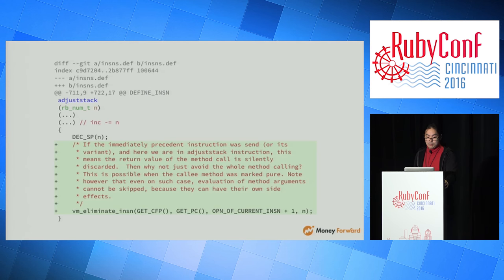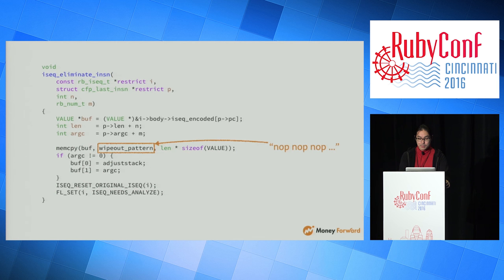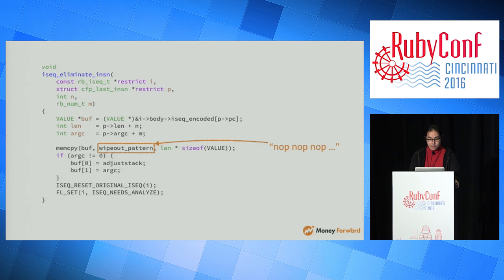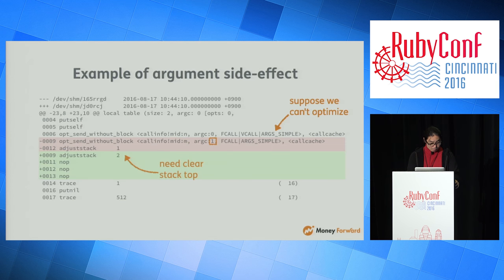This is where we eliminate the send instruction. It happens inside of adjust_stack, not in send. The diff is mostly common, but it only lets the VM eliminate the instruction, which is this. Outside, it is very similar to the constant folder. It first squashes the sequence with the pattern, which is nop, nop, nop. Then if argument RQC is not zero, fill in the first two words. The RQC maneuver is somewhat complicated.